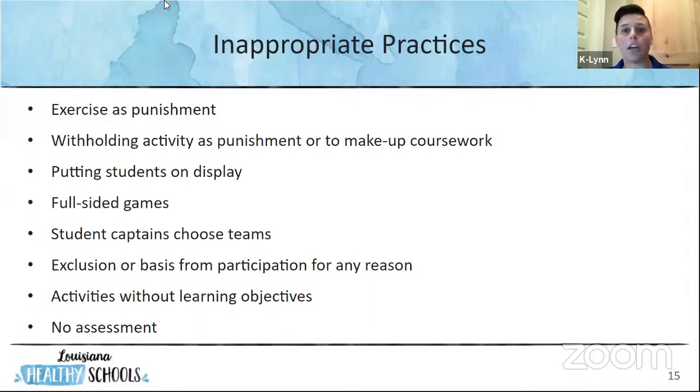And then with that, no assessments, not appropriate. How do we know not only if our students are learning what they need to, but as a teacher, I need to assess to make sure I'm doing my job as the teacher, to make sure that I'm teaching. If 75% of my students aren't getting it, I did something wrong. So we really need that assessment.